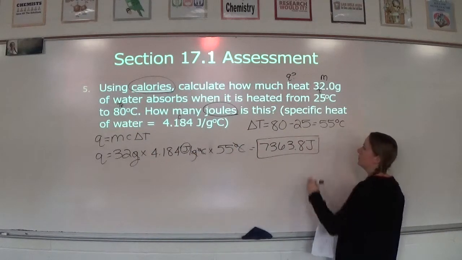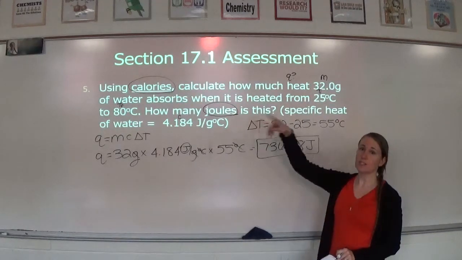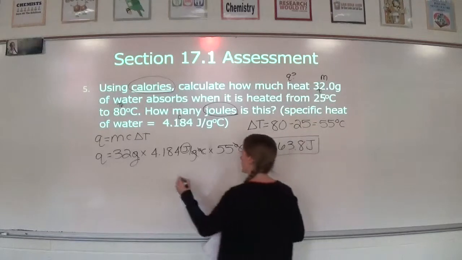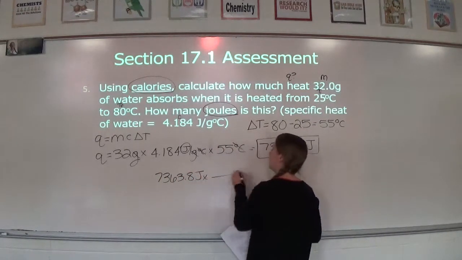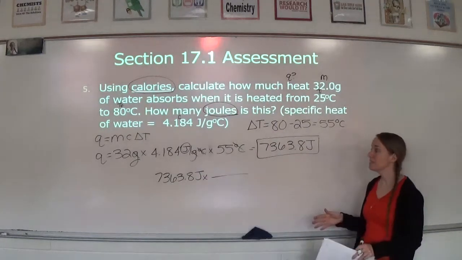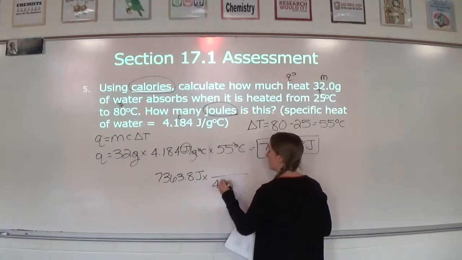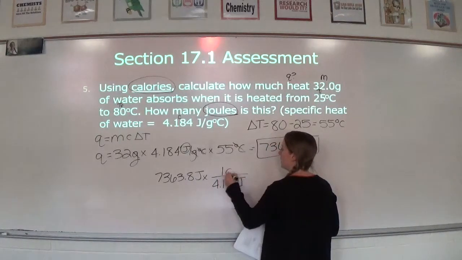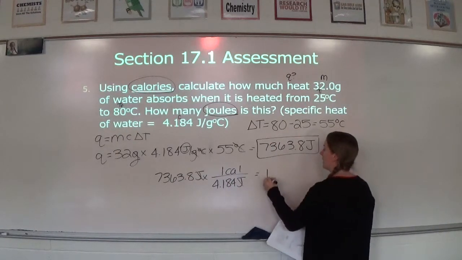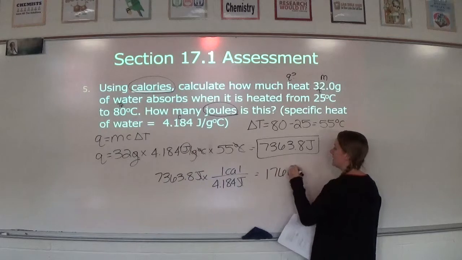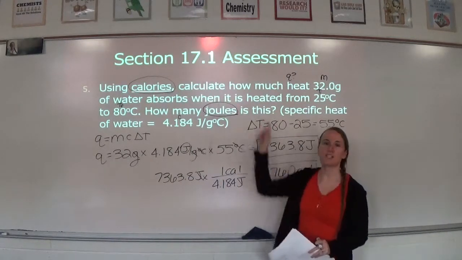So notice, one question said, how many joules is this? There's my joules answer. But the original question said using calories. So let's just change it real quick. So I have 7,363.8 joules. If you'll remember from the previous lesson video, 1 calorie equals 4.184 joules. So golden rule says 4.184 joules goes on bottom, 1 calorie goes on top. So joules cancel, and once I divided, I got 1,760 calories. So now we have our answer in joules, we have our answer in calories.